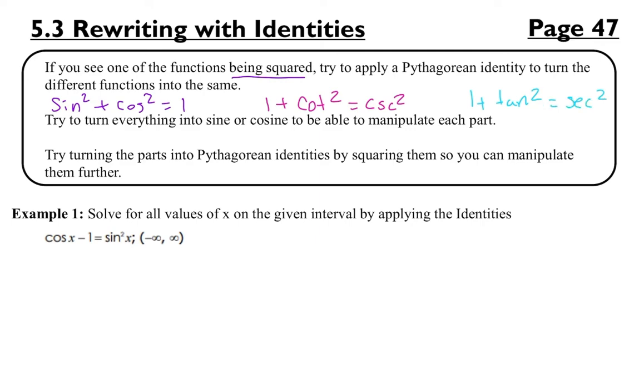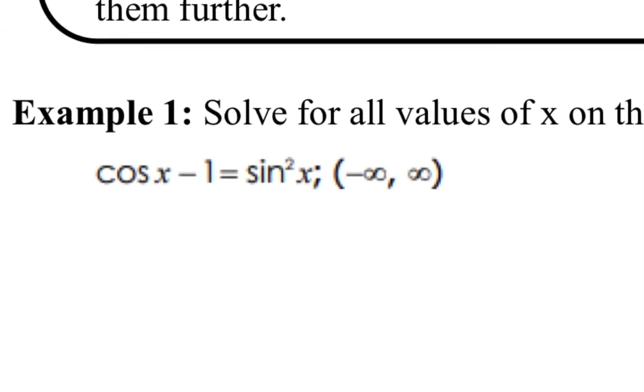So knowing those 3 identities is really important because then you know you can change sine into cosine or vice versa. You can change cotangent into cosecant. You can change tangent into secant. Knowing those is really helpful in working through these problems. So let's go ahead and dive right into this first one and see what happens.